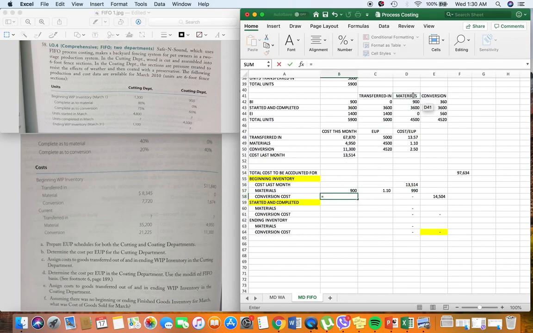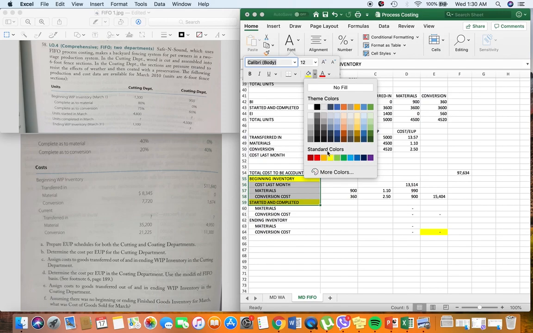As to conversion naman, we have 360. That is our EUP for conversion, multiplied by 2.5, and we'll get 900. So, the total cost of the completed beginning inventory units is equal to 15,504. Okay? Next, for the units started and completed, sige, for a while, palitan natin to.